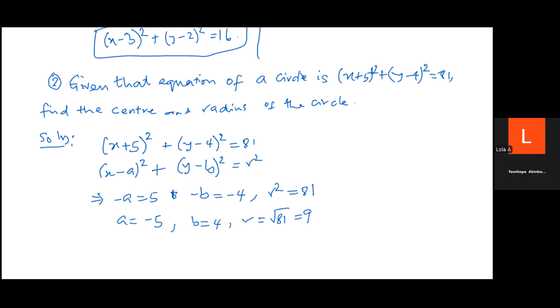Hence, the center is (−5, 4) and the radius is 9. So you have answered that question. Am I communicating? Yes, sir. Okay.